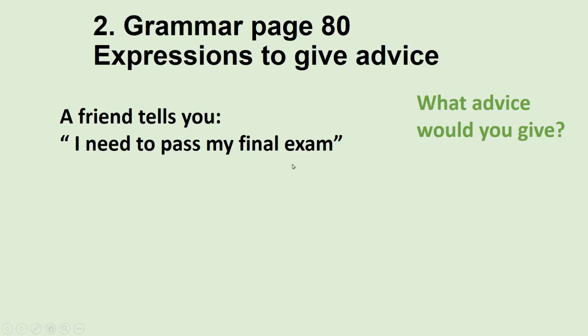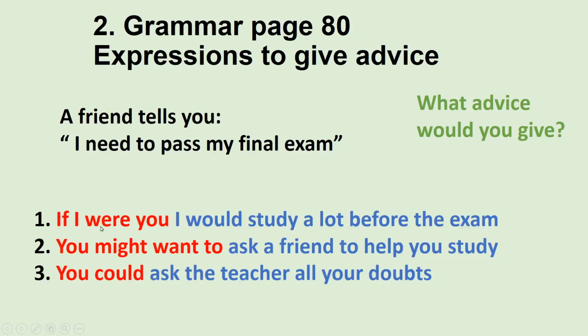Now, let's see another example. A friend tells you, I need to pass my final exam. So, the question again is, what advice would you give? If you use the first structure, you can say, if I were you, I would study a lot before the exam. This sentence is telling what I would do if I were in your situation. Number 2, you might want to ask a friend to help you study. You might want to, remember, is something you could also do. And the last one, you could ask the teacher all your doubts. So these are some expressions to give advice.